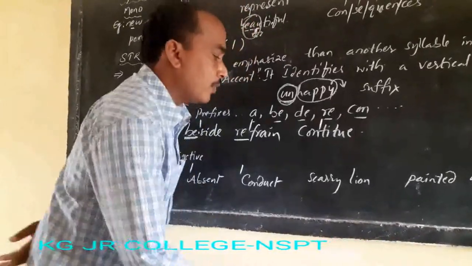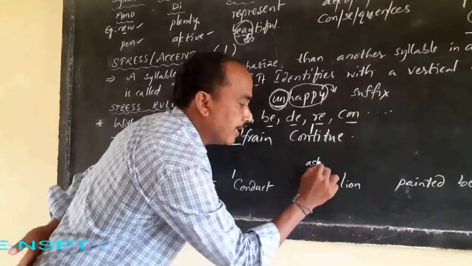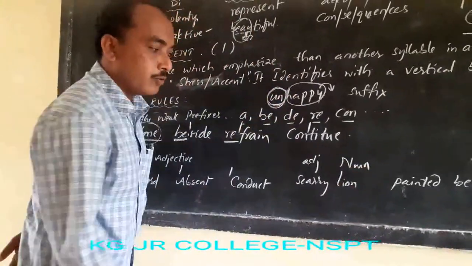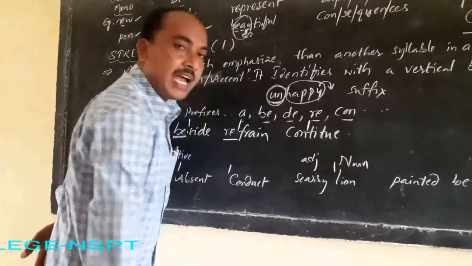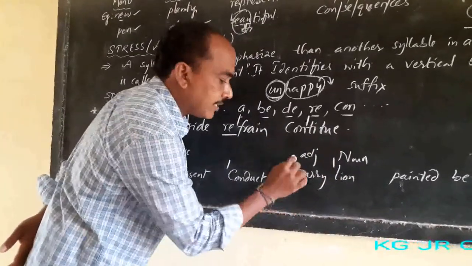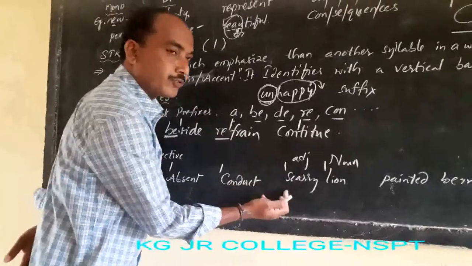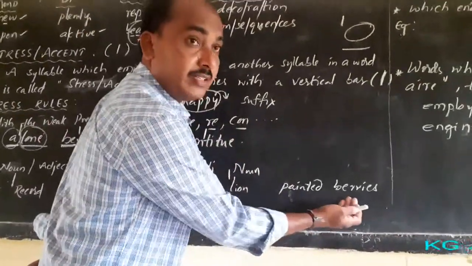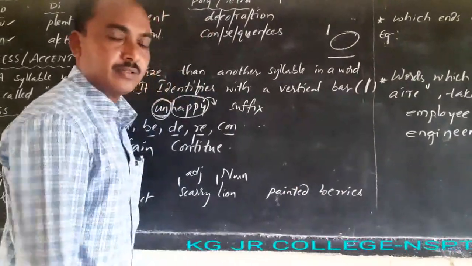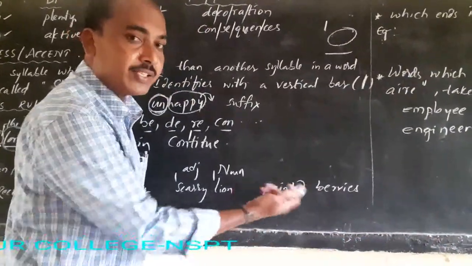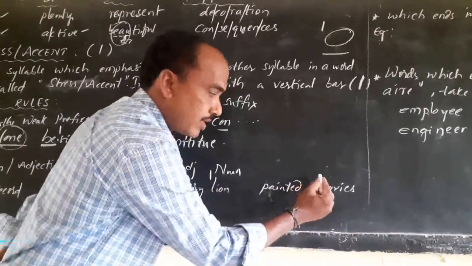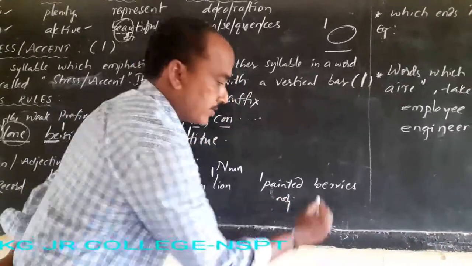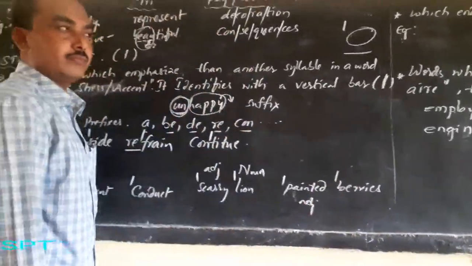Scary lion. Here, what is scary? Scary is actually an adjective. What is lion? It is a noun. So, according to the rule, nouns take stress on the first part, and adjectives also take it first. So this is scary lion. Scary lion. Next one. Tainted berries. Now, it is correct. It is natural. What is tainted? Because it is added to berries. The next one.